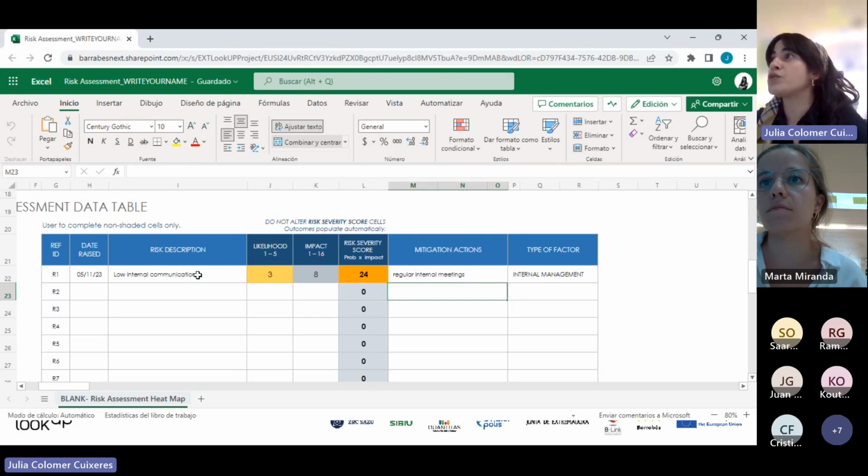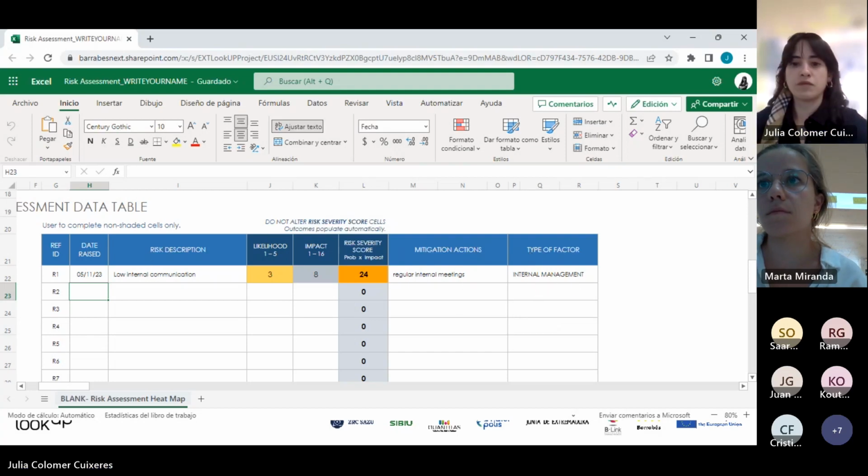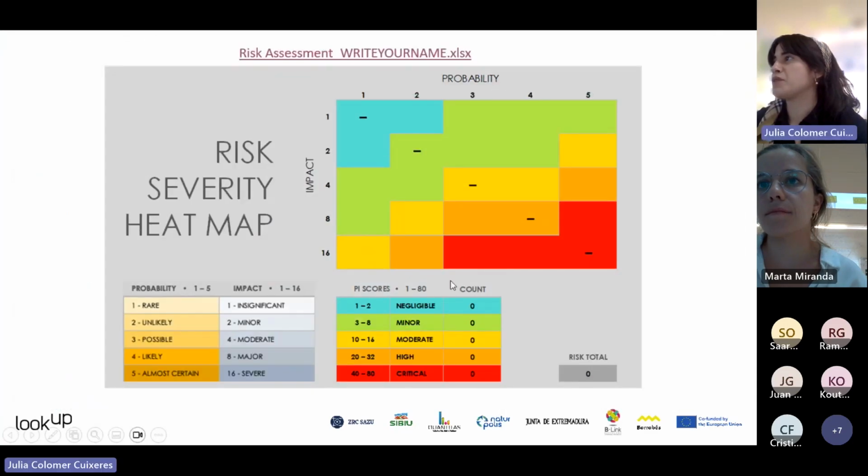So please, when you identify some risk, just put in the probability and the impact that you consider, and automatically you will see what you will do. And if you want, you can put in another column with more actions that could be implemented after the risk has had an impact. And then the type of factor. Okay. If something is not clear, just let me know, please, because it could be tricky.